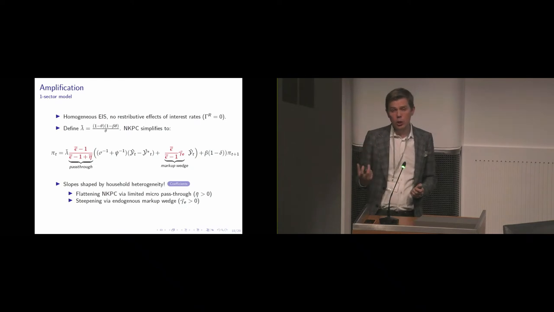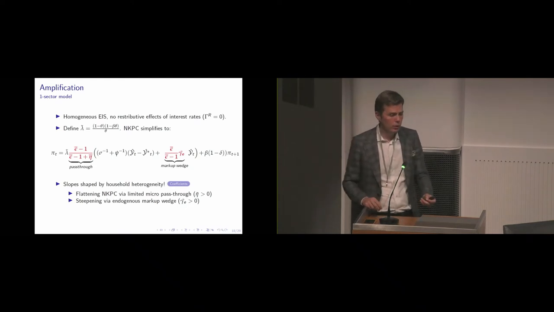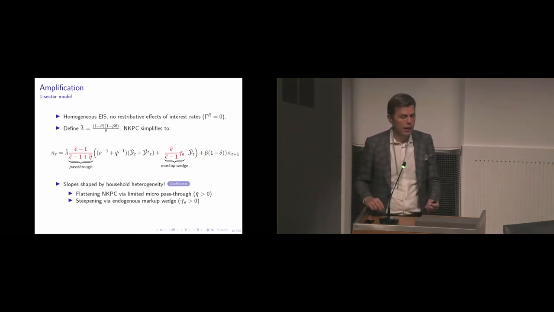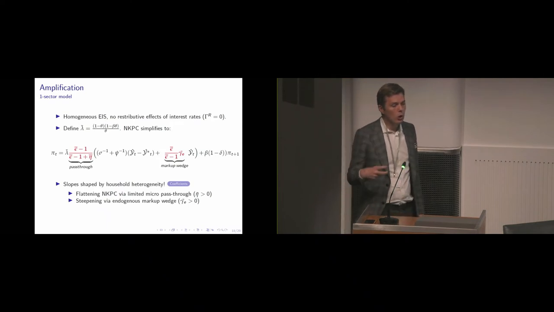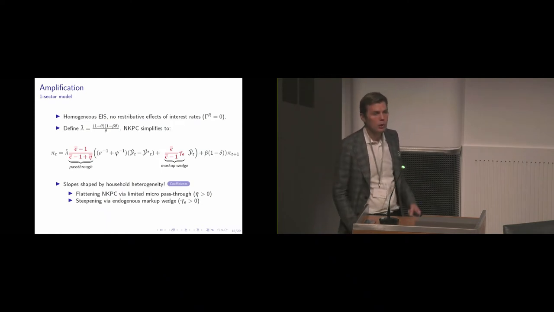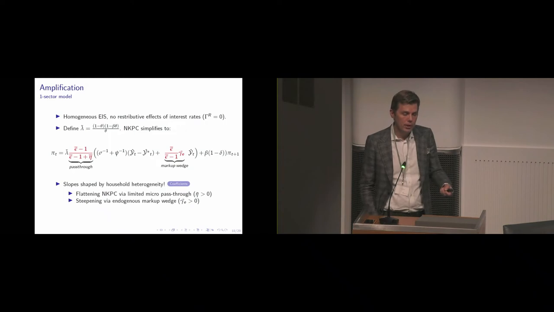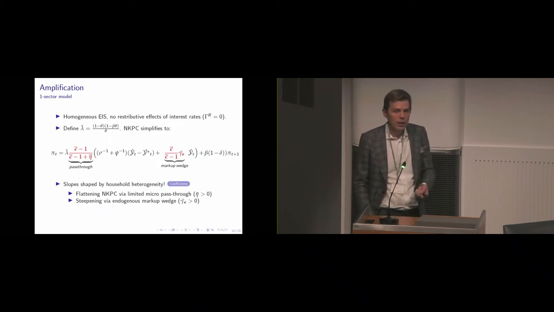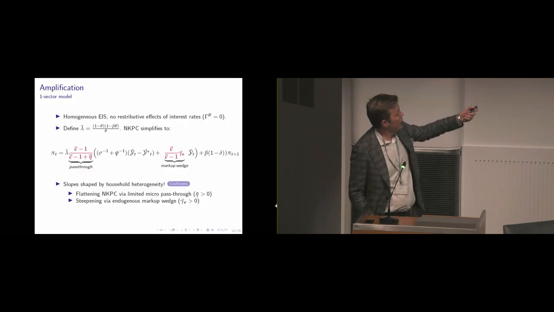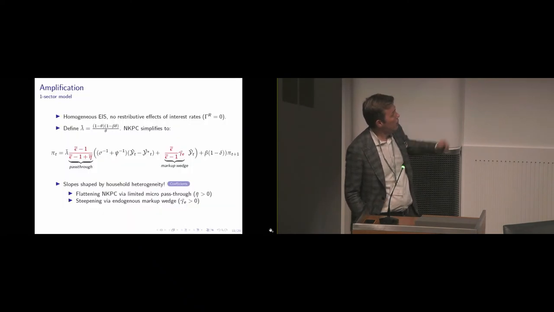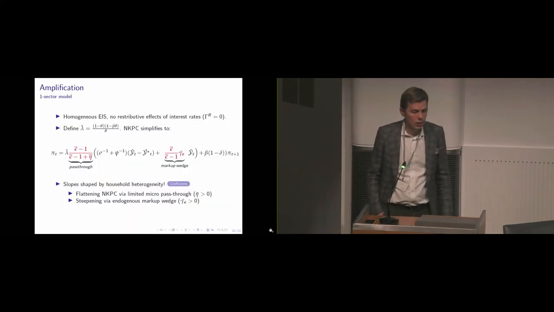One is that the slope of the New Keynesian Phillips curve becomes different. And the other thing is that we have this wedge. So the slope becomes different because with non-homothetic preferences, non-CES preferences, you get limited pass-through. That's this first term. And then the second term is this markup wedge that I was just talking about.